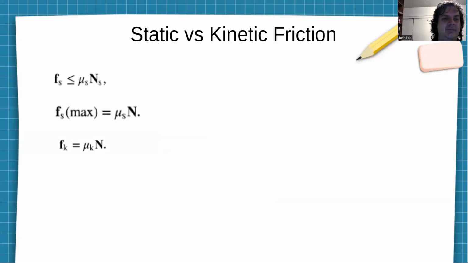So static friction, just a second. Static friction is friction that will do whatever it takes to keep you from moving. Whereas kinetic friction just moves points.